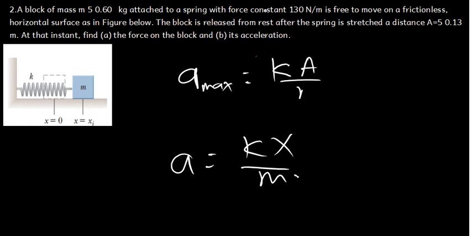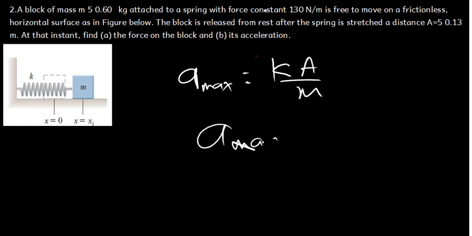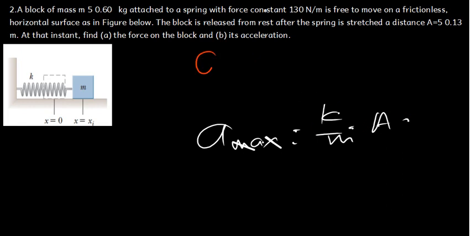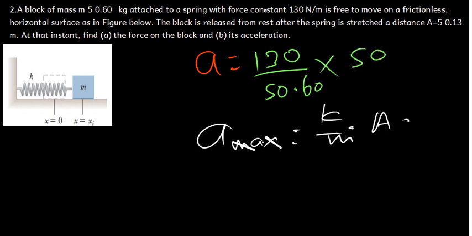A over m. In some books, you are going to find that they put this formula like this: a max is given by k over m times A. Why are they putting this? Because they know that these two are constant, so they isolate the one that can change anytime. Okay, so let's plug in the values. We have a is equal to k, which is 130, over the mass, which is 50.60, then everything times the amplitude, which is 50.13. So we are going to say 130 times 50.13.